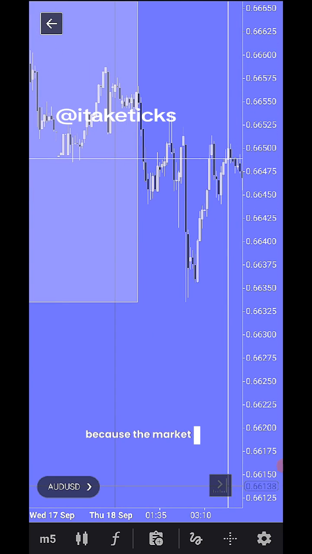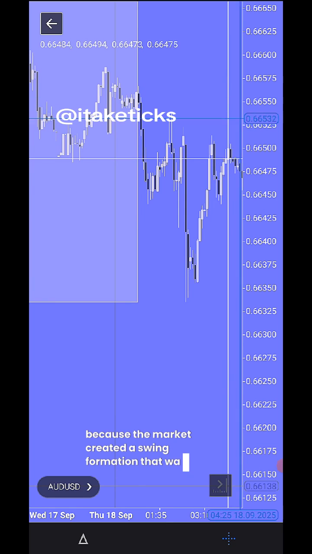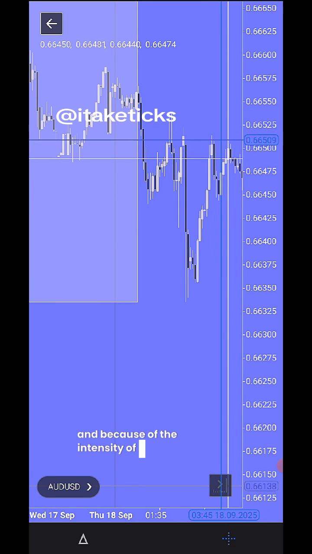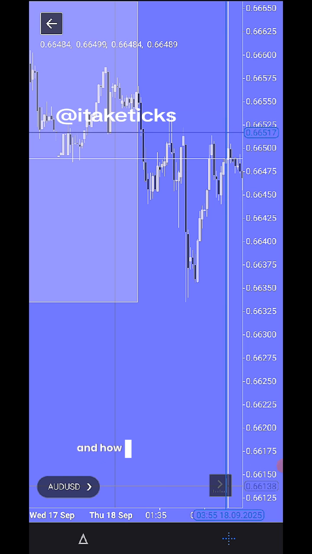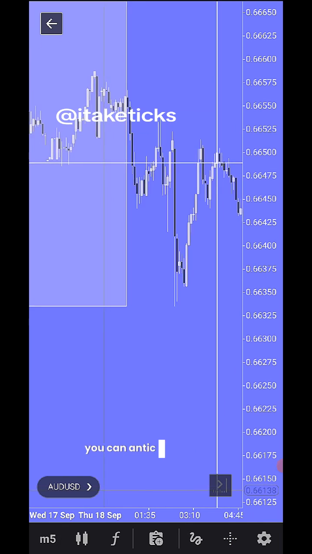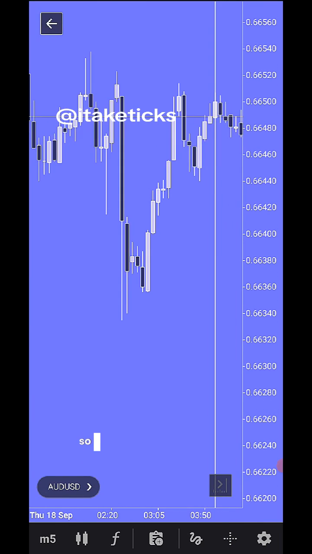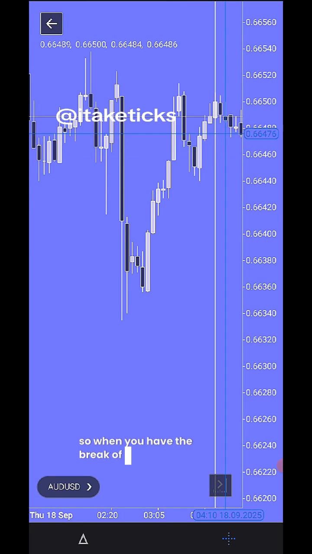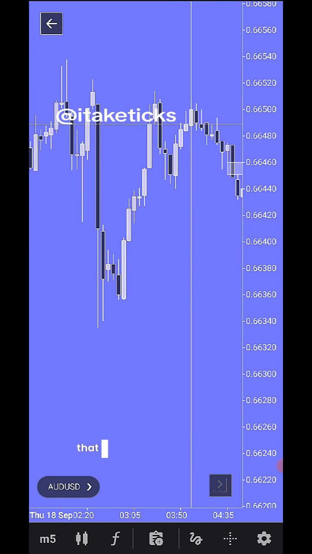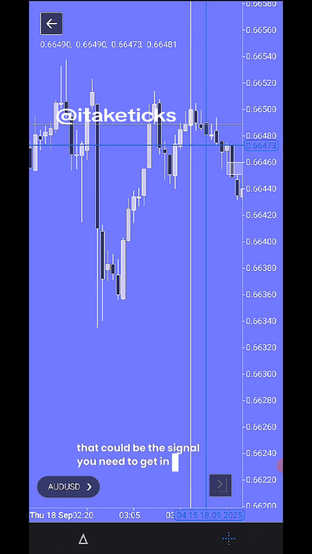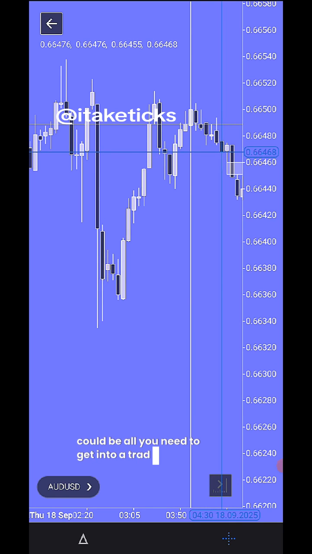Because the market created a swing formation that was bearish, and because of the intensity of that middle candle's push to the downside and how it engulfed the first candle of the swing, you can anticipate a bearish push. So when you have the break of a swing low to the downside, that could be the signal you need to get in. The simple break of that structure, which happened with this candle here, at this close, could be all you need to get into a trade on this next candle which opens here.